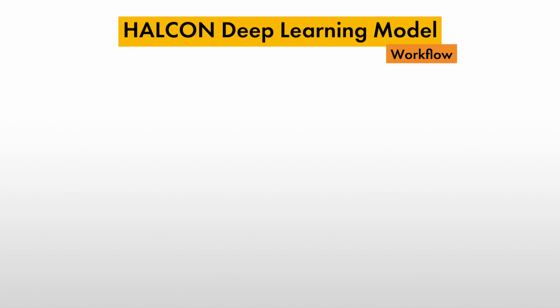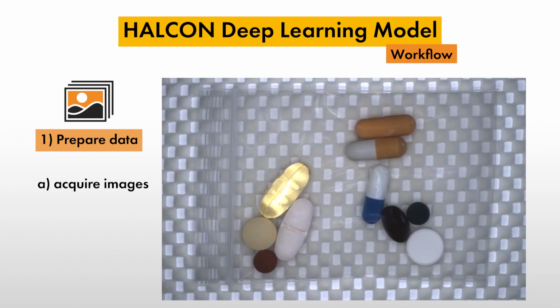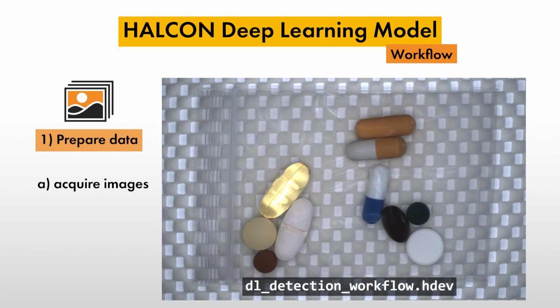The first step revolves around data acquisition and preparation. First, you need to acquire images of the machine vision problem you want to solve. As an example for this tutorial, let's consider this application. Our goal is to check the presence of these pills using object detection. This application is one of the standard HDevelop examples included with HALCON.